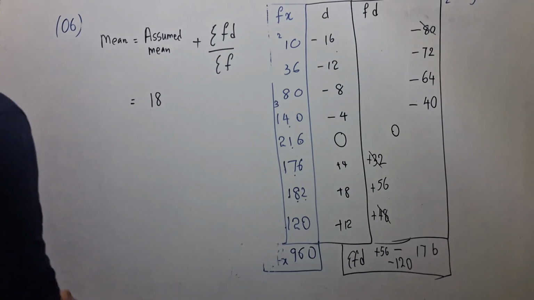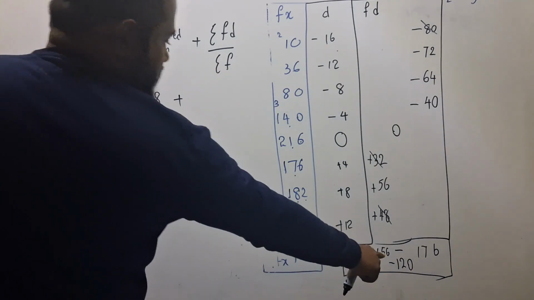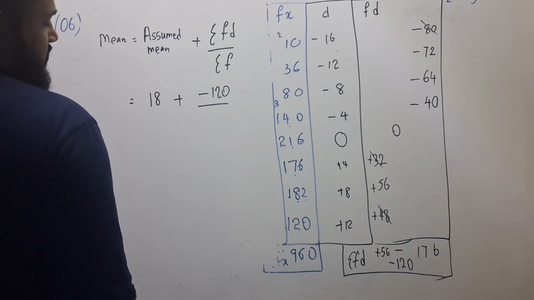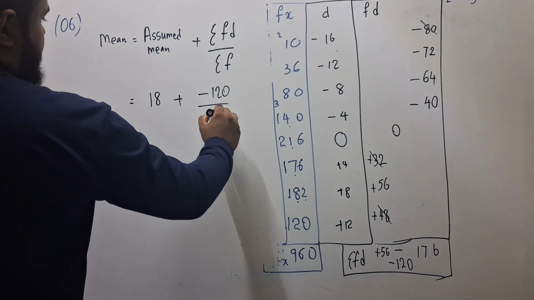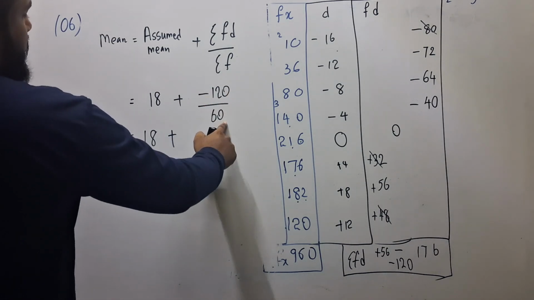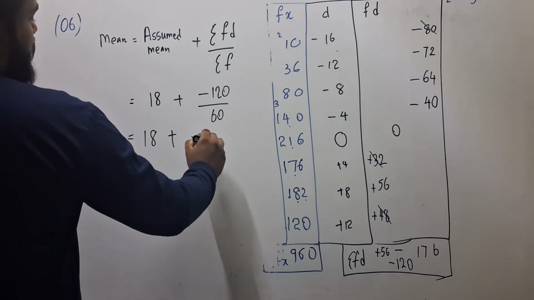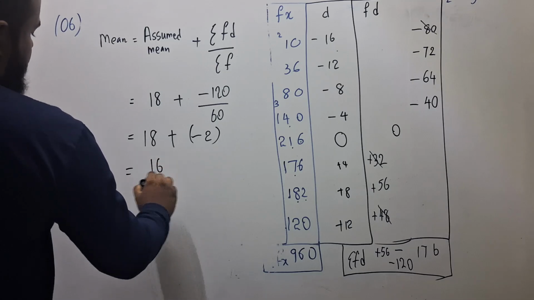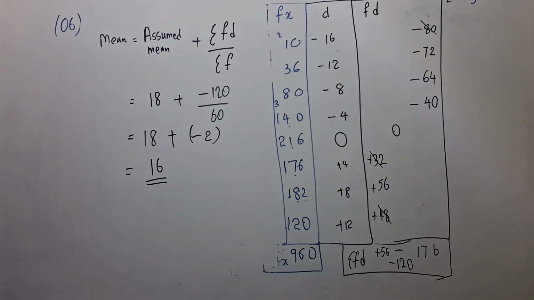The rounded thing was 18 plus sigma fd value is negative 120. Sigma f is, we removed it, 60. Then it gives you 18 plus negative 120 divided by 60 gives you negative 2. 18 plus minus 2 gives you 16. So in both methods we got 16 as the mean. So we are correct. Then we have to answer the other questions.